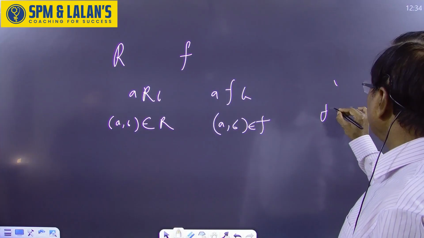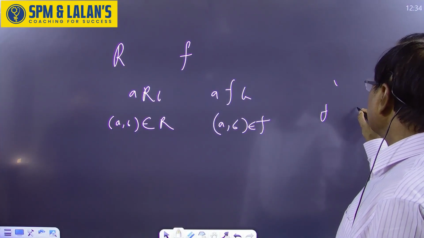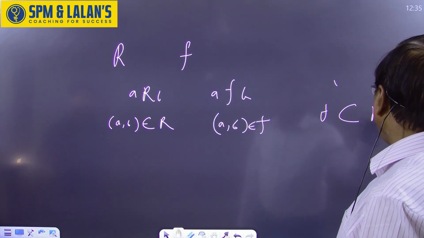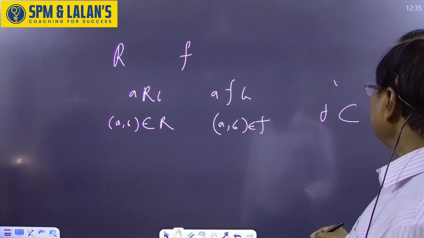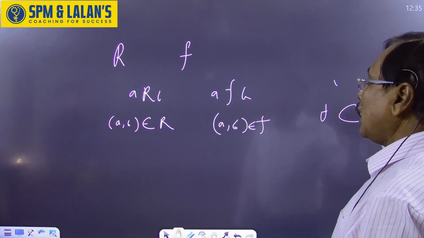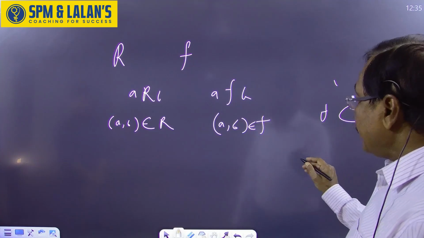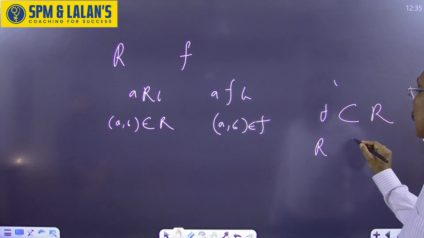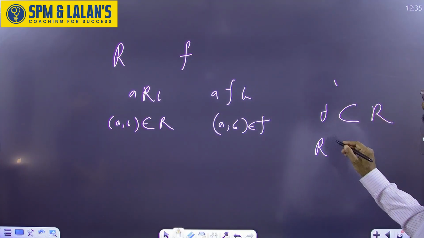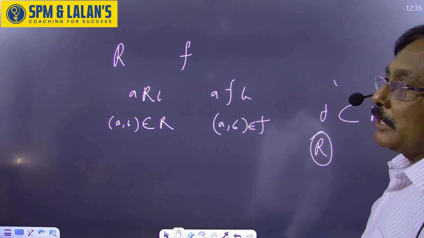Think it well. Every function is a subset of R. It means a function is always a relation, but every relation is not a function. What is the difference between function and relation?